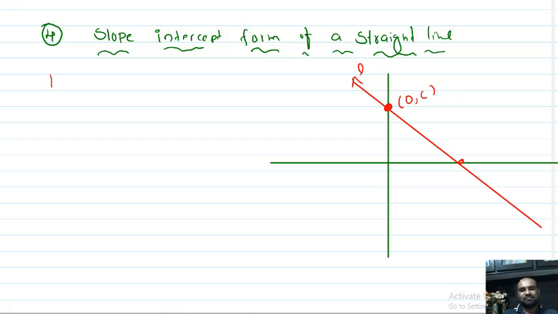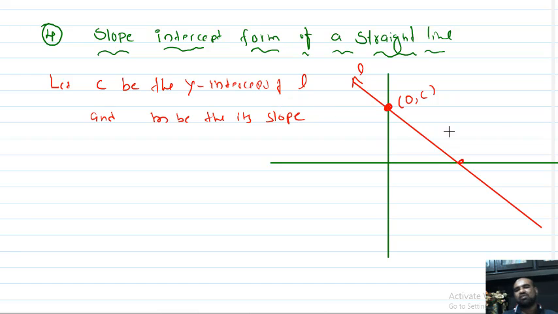Okay. Let c be the y-intercept of L and m be its slope. Now, I want to find its equation. Two things are given here. Y-intercept is given and slope is given. How can I find the equation? To find slope you need one more point. This is a fixed point, but you need to choose another variable point, anywhere. Let's assume that this is the variable point (x, y).